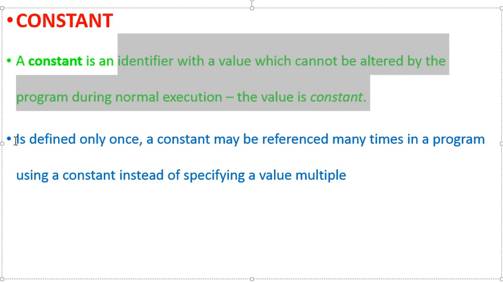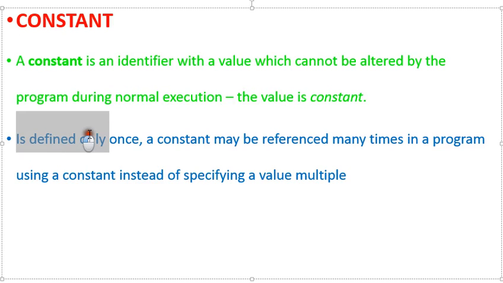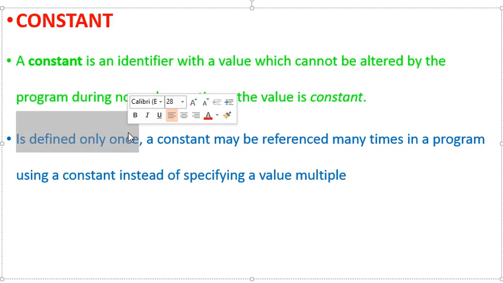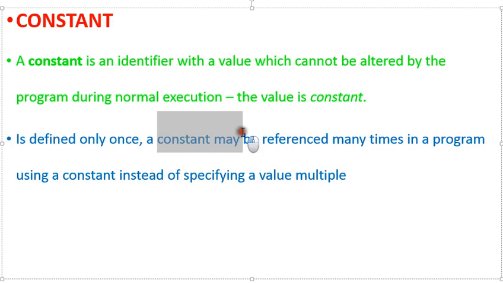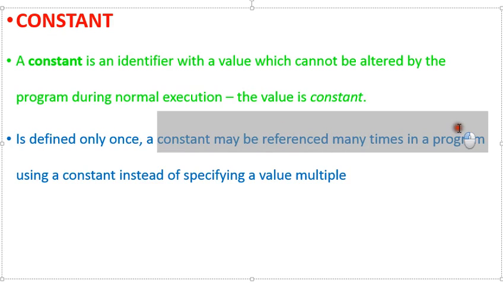For this reason, a constant is defined only once, and when you are defining your constant, it can be referred to many times in the program. Whenever you want to use it, just call its name. It will go and take that previous value and use it for you here, instead of repeating it always.